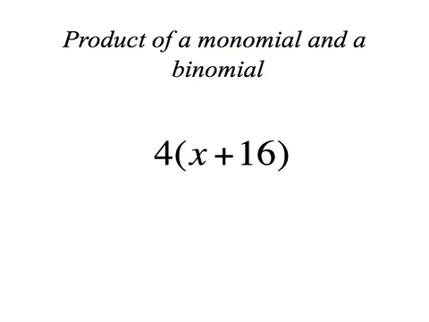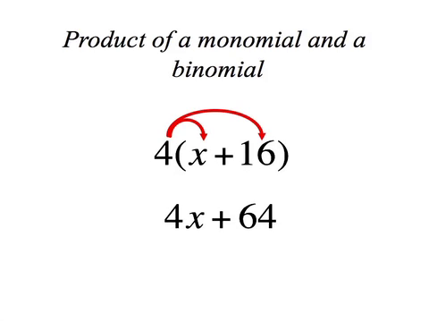We are about to find the product of a monomial and a binomial. And in fact, we've done this before, and we called it applying the distributive property. We multiply the monomial times each term of the binomial. So we start with 4 times x, and we get 4x, and then 4 times 16, and we get 64.